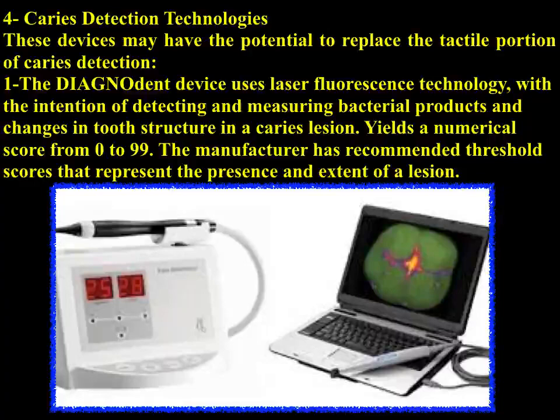As we see in this picture, the DIAGNOdent device uses laser fluorescence technology with the intention of detecting and measuring bacterial production. These devices act by laser fluorescence to detect the bacterial production and change in tooth structure in the caries lesion, yielding a numerical score from 0 to 99. This score acts as a level of the caries. When the score is elevated, that means the caries is enlarged. The manufacturer has recommended threshold scores that represent the presence and extent of a lesion.